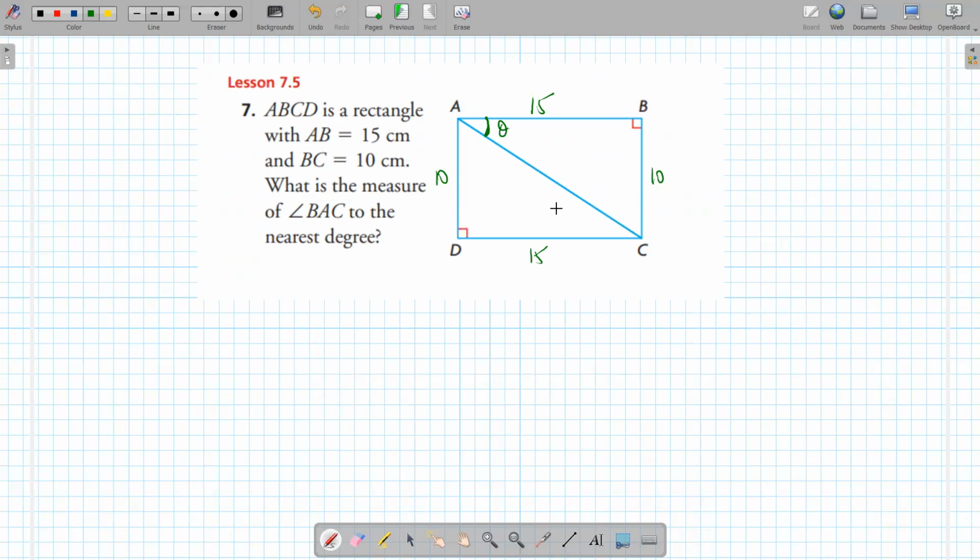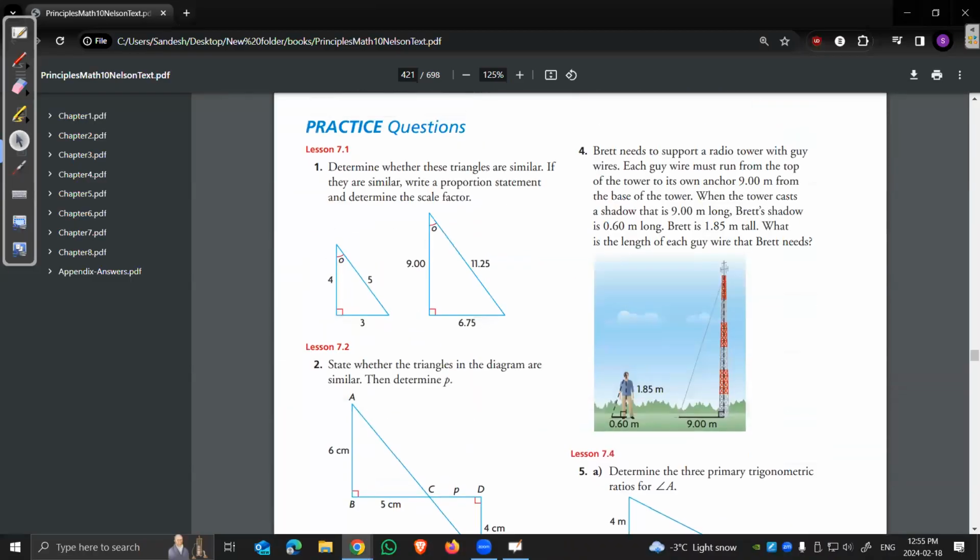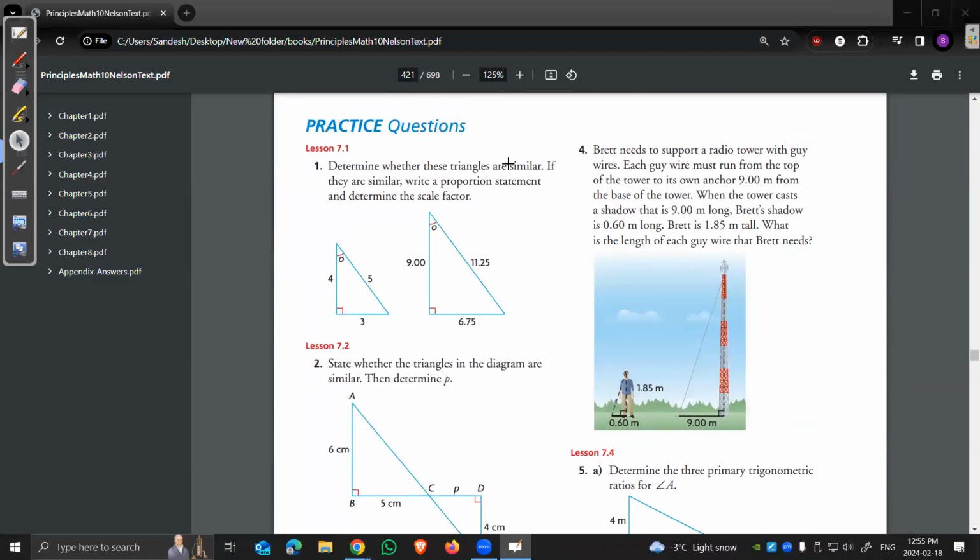Sine, cosine, or tan? Tan. 10 is right. So you just do tan inverse of 10 over 15 and you're done. That's the entire question. 10 seconds. Not too bad. None of these are bad. Maybe this one? Let's see.